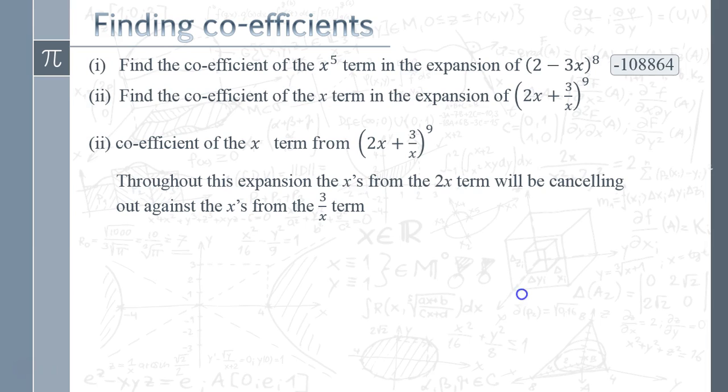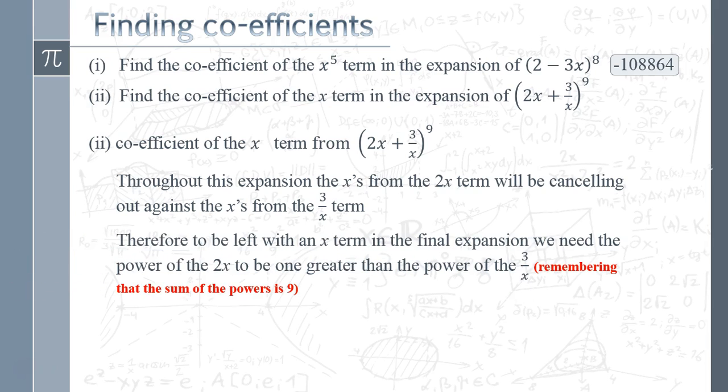If I want the x term, I'm going to need the power of the 2x to be 1 greater than the power of 3 over x, because that will leave me with just 1x effectively on the top of the fraction. And if the sum of the powers is 9, the only way that's going to happen is if I end up with 2x to the power 5 and 3 over x to the power 4. And hopefully you can see that on this fraction, I'm going to have x to the power 5 on the top, x to the power 4 on the bottom. When they all cancel out, that's just going to leave me with an x.